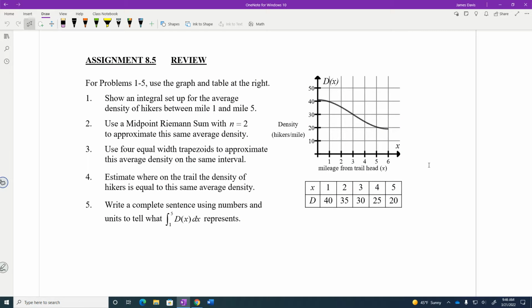All right, so let's go ahead and answer the first one. We're supposed to use the graph and the table to the right to answer this question. First one, show an integral setup for the average density of hikers between miles 1 and 5. So the key word in this, it's very subtle, but it's where they can get you on the AP test. What's the one key word in here? In this first sentence, what's the key word?